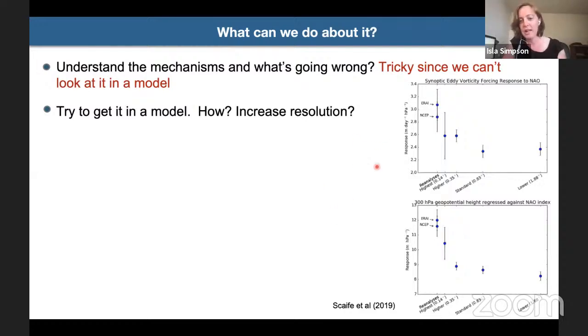Higher than a quarter degree. And I think there's some evidence that maybe things would change. This is from a paper by Adam Scaife and others. This is showing the eddy vorticity forcing of the NAO and the upper level geopotential height anomalies associated with the NAO. And so maybe there's some indication, these are different, I think, Met Office resolution models, that maybe when you go to higher than quarter degree, maybe something would change.